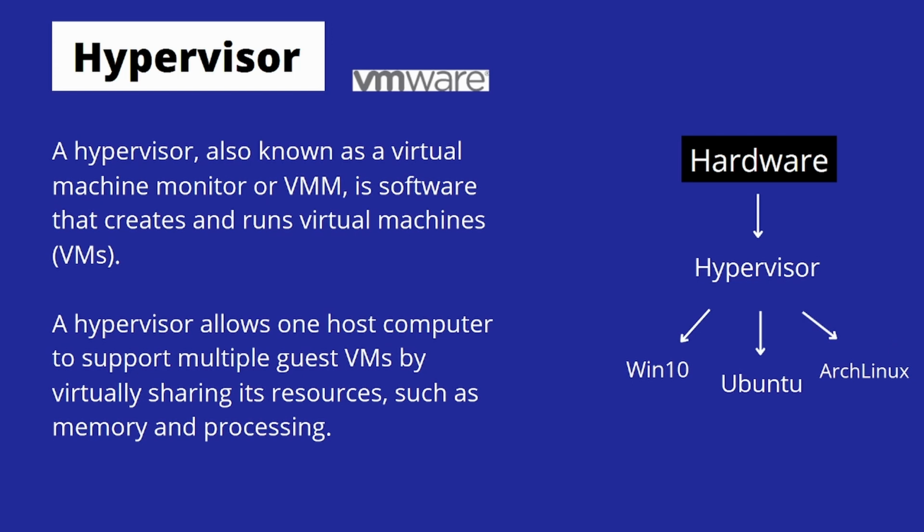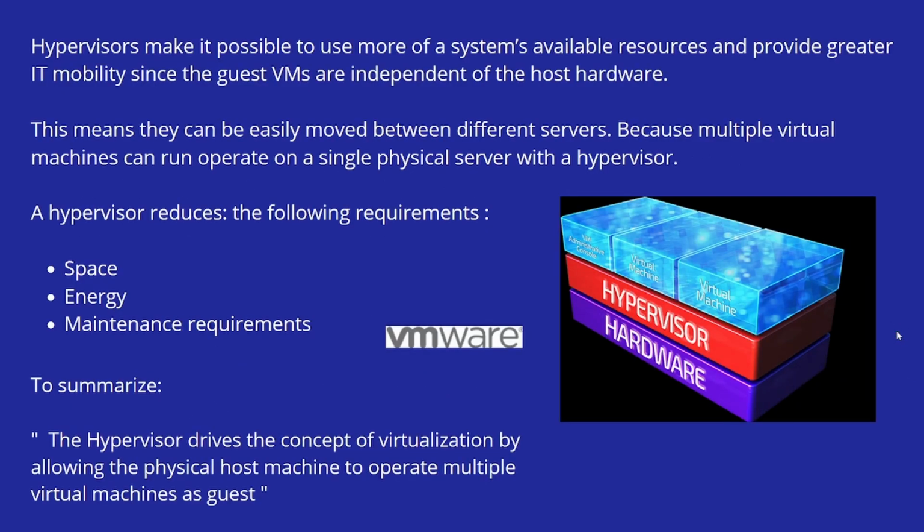Hypervisor. A hypervisor, also known as a virtual machine monitor or VMM in short, is the software that creates and runs the virtual machines. A hypervisor allows one host computer to support multiple guest VMs by virtually sharing its resources, such as memory and processing. Hypervisors make it possible to use more of systems' available resources and provide greater IT mobility, since the guest VMs are independent of the host hardware.